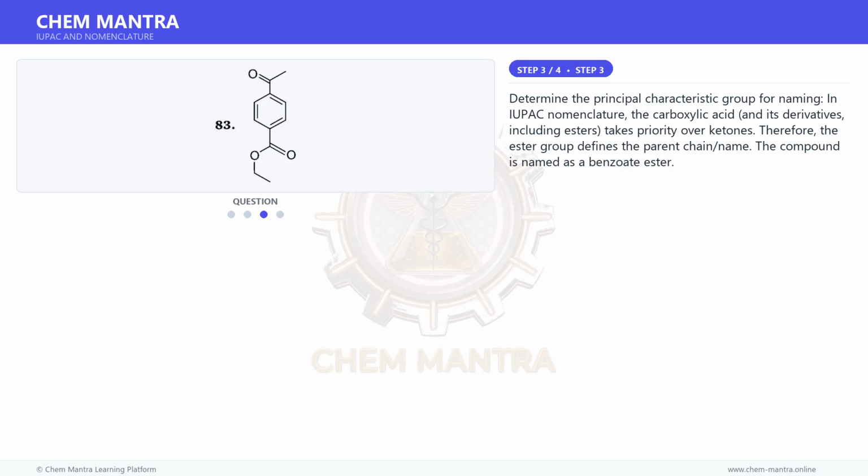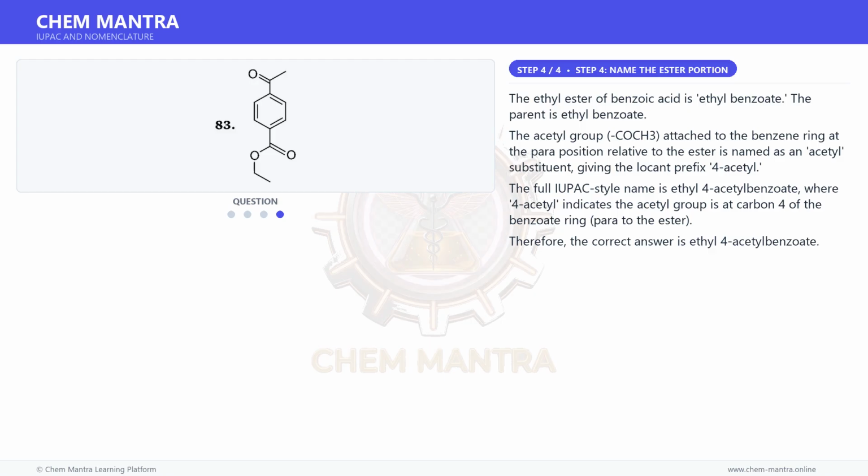Determine the principal characteristic group for naming. In IUPAC nomenclature, the carboxylic acid and its derivatives, including esters, take priority over ketones. Therefore, the ester group defines the parent chain name. The compound is named as a benzoate ester. And for the final step, the ethyl ester of benzoic acid is ethyl benzoate. The parent is ethyl benzoate.